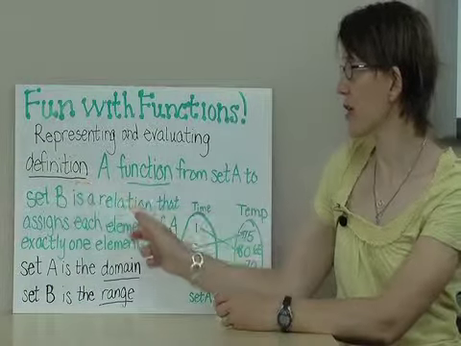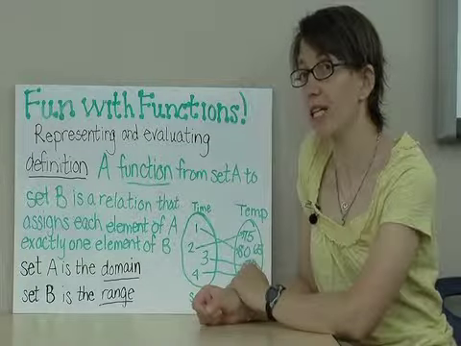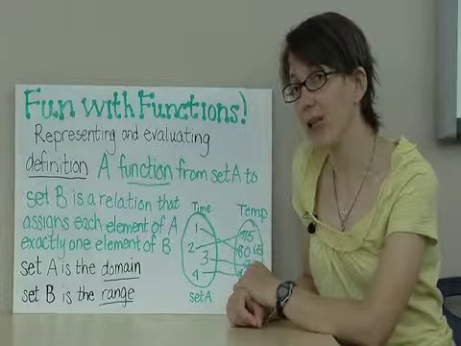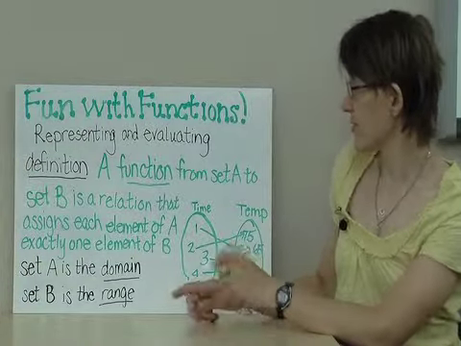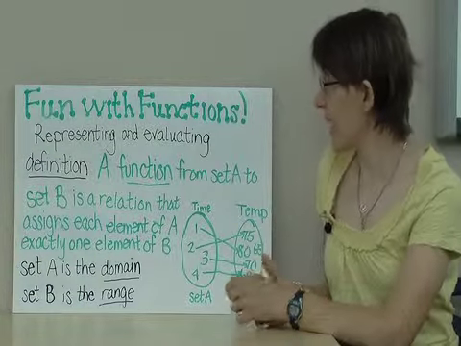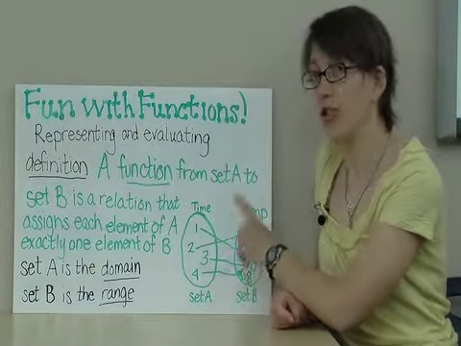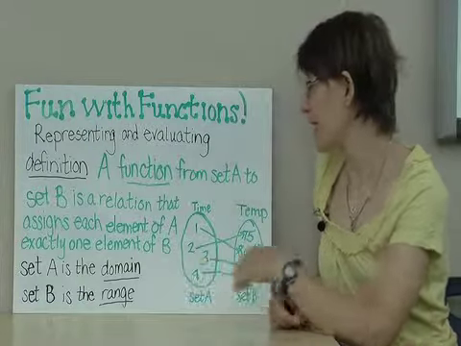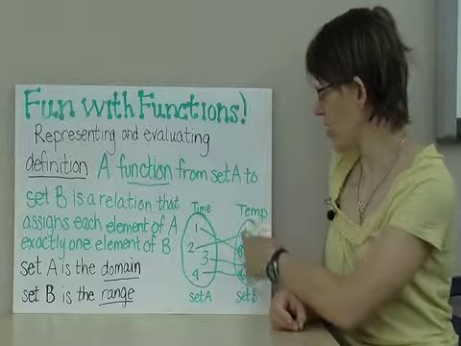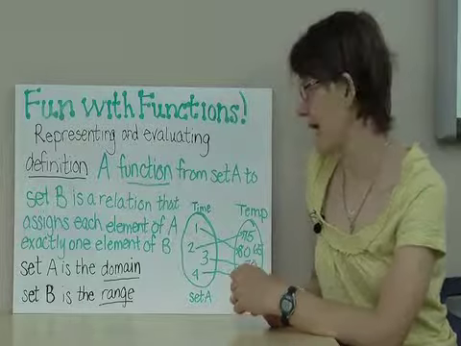So our definition for function: a function from set A to set B is a relation that assigns each element of A exactly one element of B. So set A, here shown as time, is the domain. And as you can see, each numeral from set A has been matched with a single numeral in set B. Set B is called the range. Now, not all of the numerals in set B have been matched with a numeral in set A.